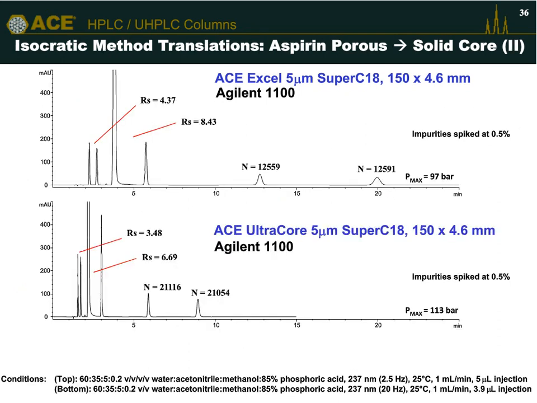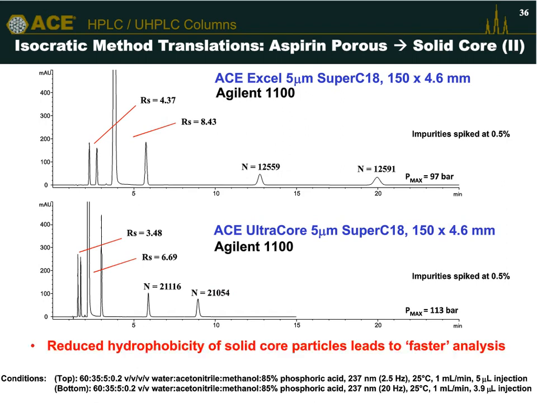And we can see here when we go from the porous particle on the top on a standard Agilent 1100 HPLC to the ultra-core in the bottom separation, we get pretty good conversion. We get a faster separation, and this is due to the reduced hydrophobicity of the solid core particles. And of course, this is now a sub 10-minute separation compared to a 25-minute separation.